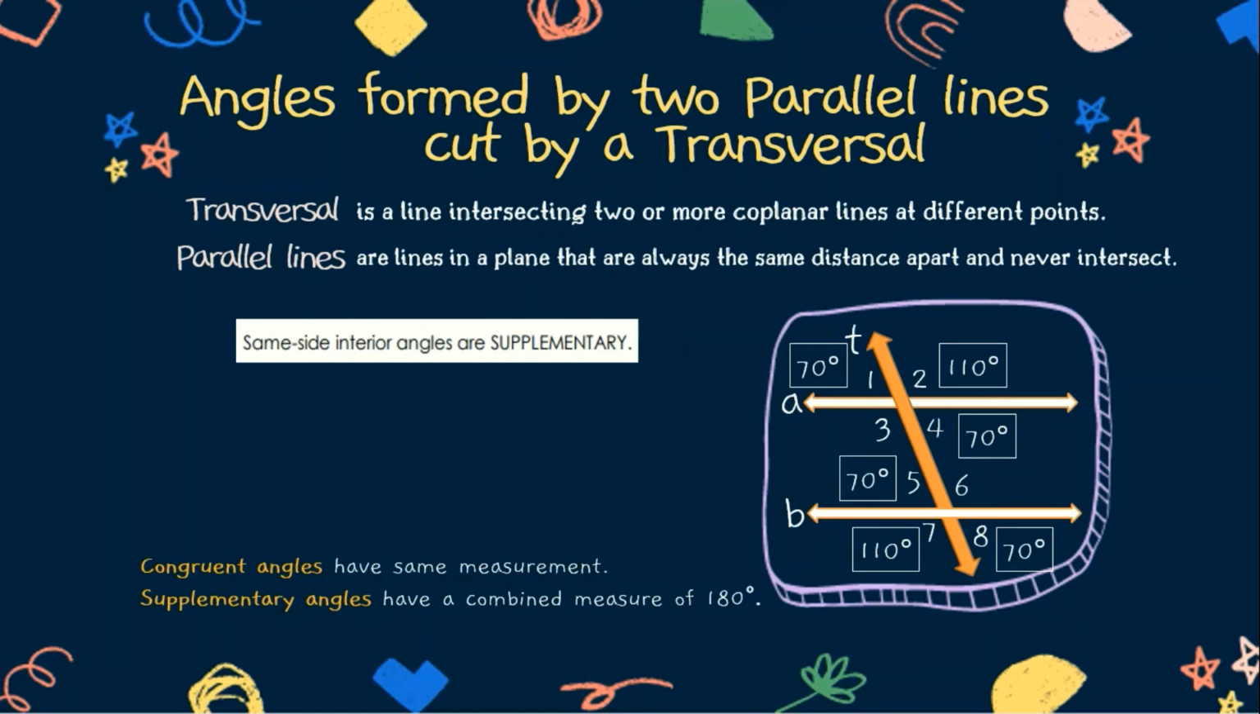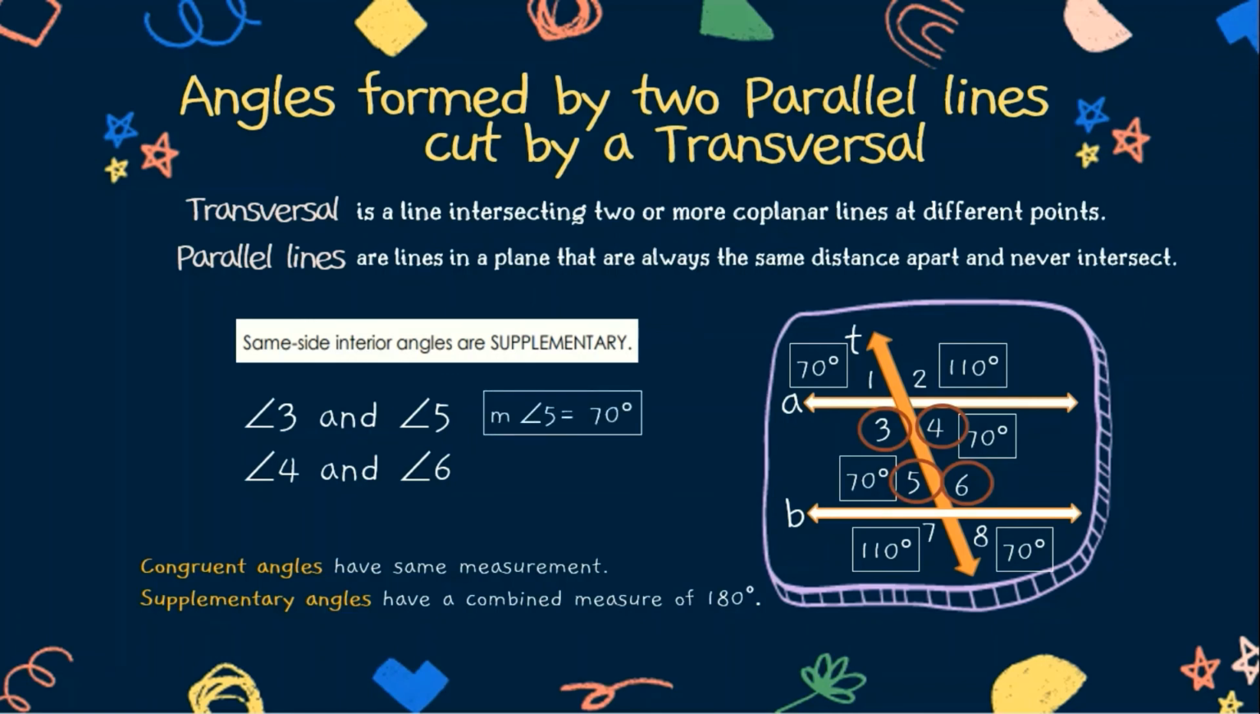Same side interior angles are supplementary. Sa illustration na ito, meron tayong two pairs ng same side interior angles. We have angle 3 and angle 5. And we also have angle 4 and angle 6.